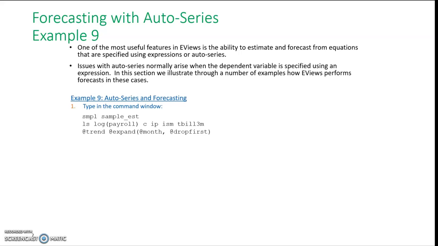Let us suppose I am going to regress the log of payroll on a constant, IP, ISM and T-bill 3M. These are the exogenous variables, and then I also use a trend and the dummy variable where I drop the last month. I will write this expression in one line, and then I will click.